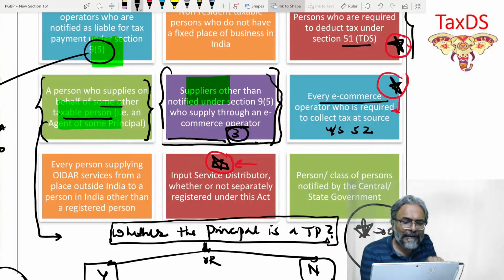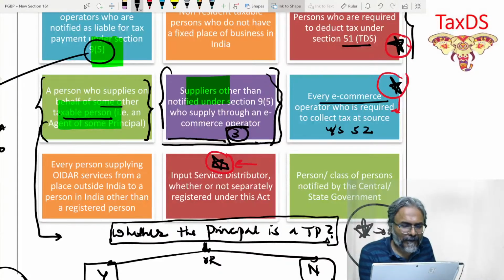Just that green color shade, students, which is there. Just before that, the green color shade, a person who supplies on behalf of some other taxable person. So it is the agent. Which agent? Para 3 of Schedule 1 agent, who is issuing the tax invoice to the recipient in his own capacity. So that is the agent that we're talking about in this regard, students.